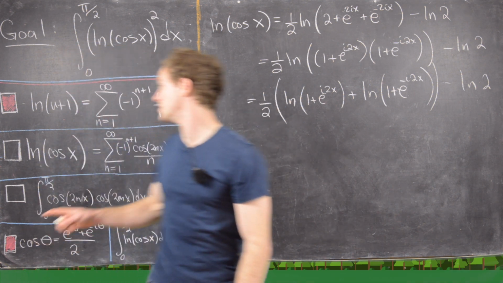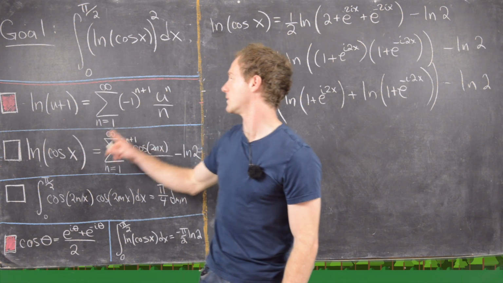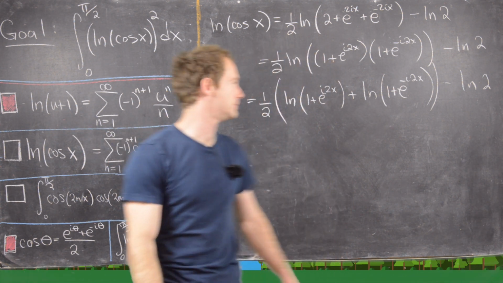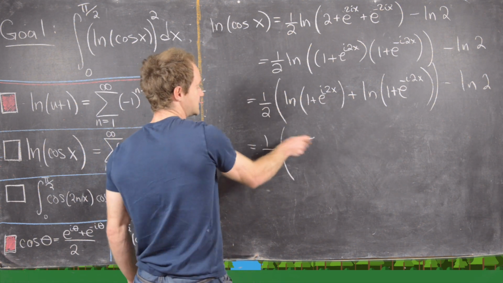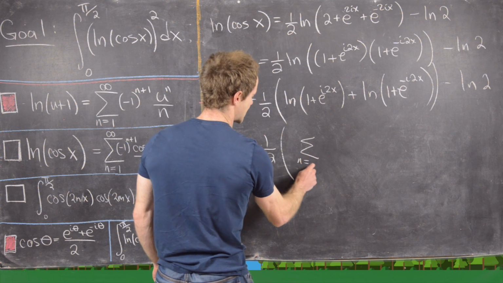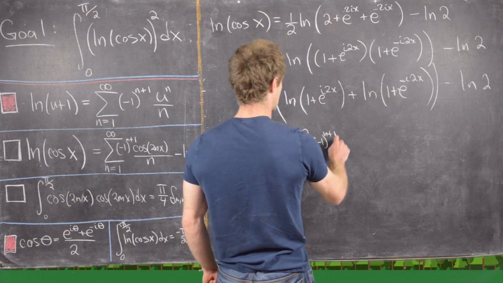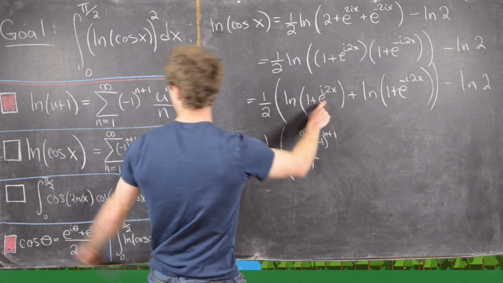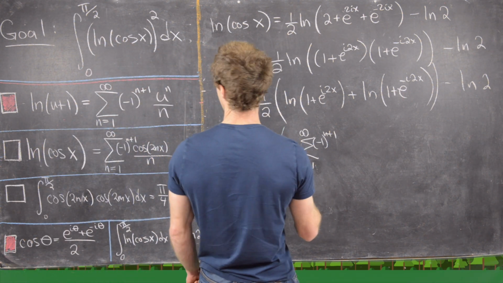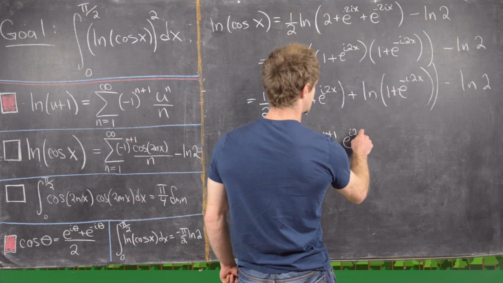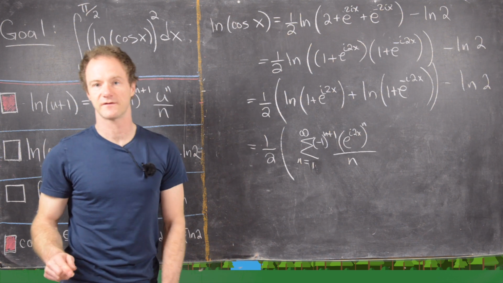Okay, great. Now we can use this first thing that we proved, which was that the natural log of u plus 1, in other words, 1 plus u, is this infinite sum. So let's do that. So that's going to be 1/2, and now we're going to have a sum of 2 infinite sums. So the sum n equals 1 to infinity of minus 1 to the n plus 1. And then here we're using this sum with u equals e to the i 2x. So that's going to look like e to the i 2x all to the nth power over n. So that's what we get for this first one.